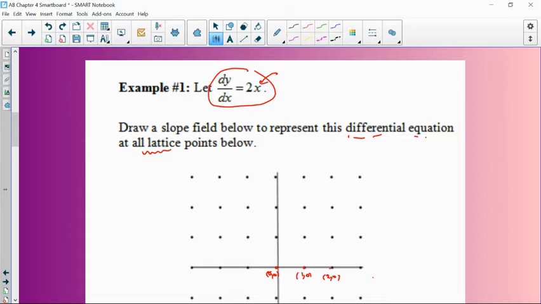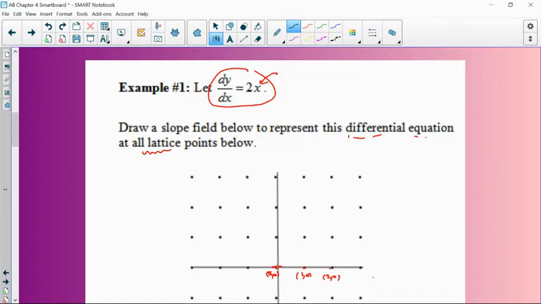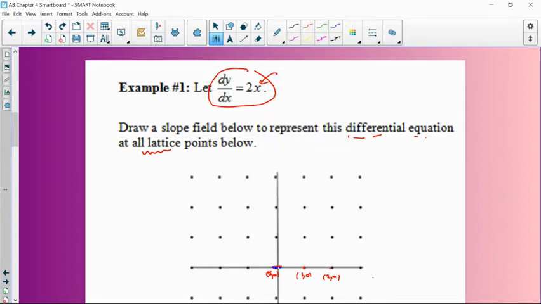So what I want to do is represent that. What does a slope of 0 look like? A slope of 0 is a horizontal tangent line. So I'm just going to put a dash. Sorry, I thought I selected blue. I'll try one more time. So I'm going to put a dash to represent a slope of 0.